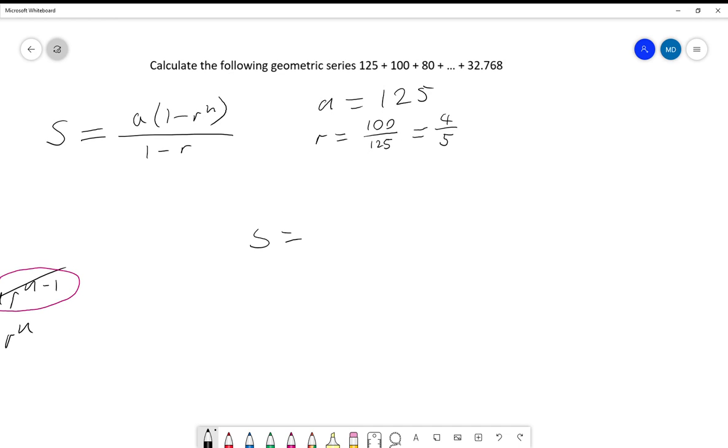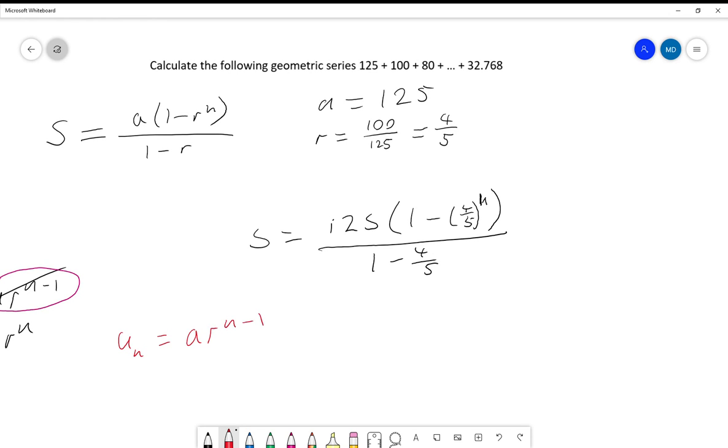S is equal to 125 multiplied by 1 minus 4/5 to the power of n, all over 1 minus 4/5. Which is quite nice, except we don't know our n. So we're going to have to use our previous formula, U n is equal to ar to the n minus 1, to work out what our final term is, what part of the sequence that is. So we'll plug that in, we'll go U n is equal to, a is still 125, and r is still 4/5. But we know that U n, of course, is 32.768.